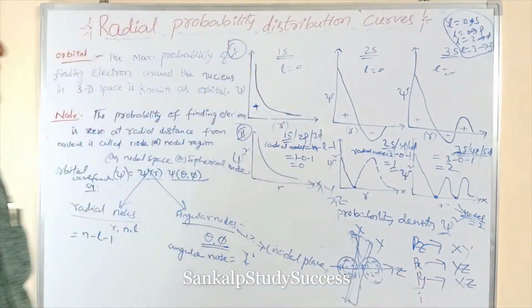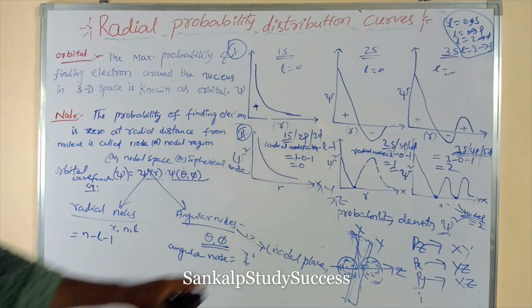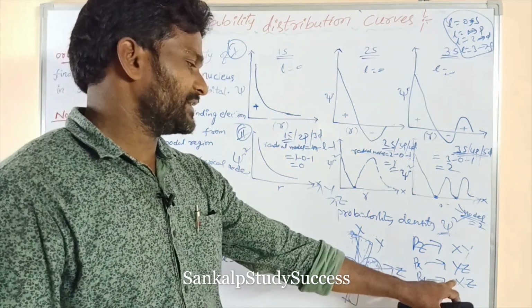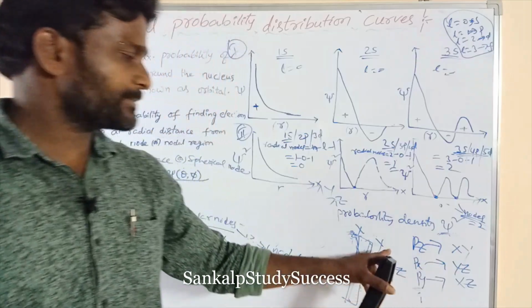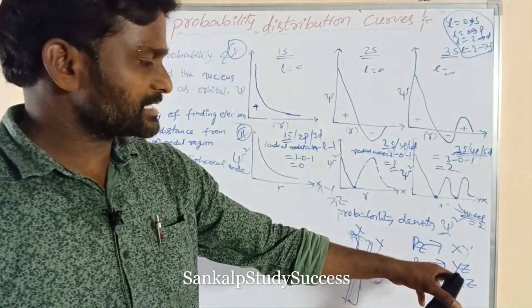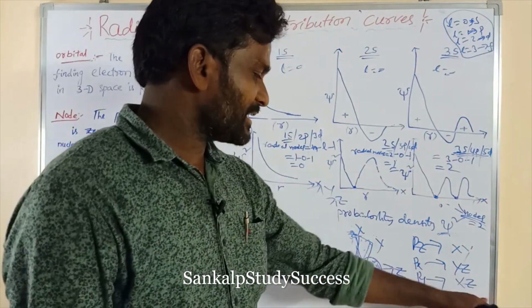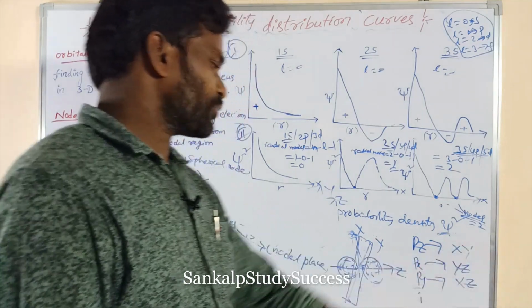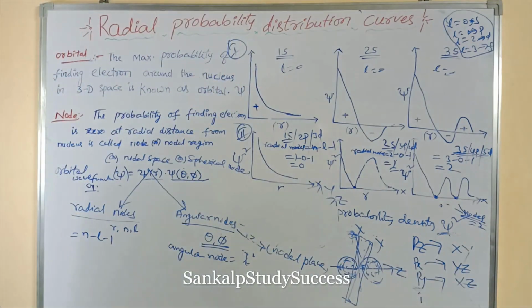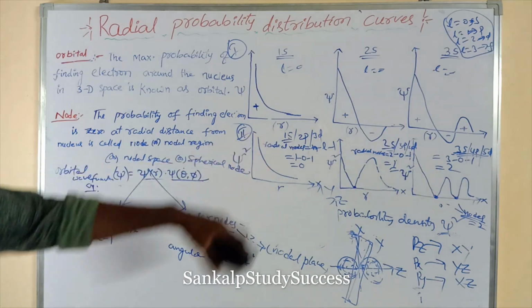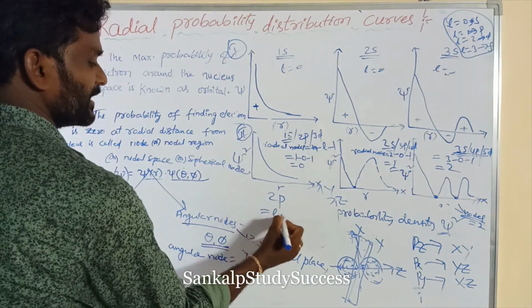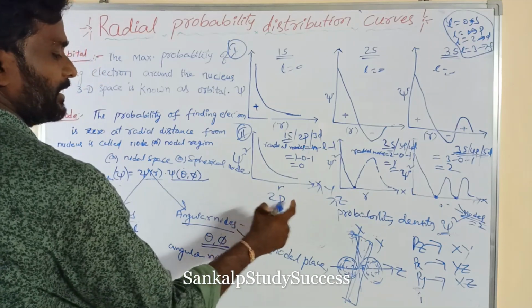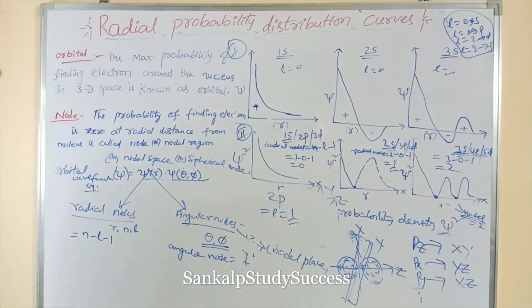So for p orbitals like px, py, pz, what are the nodal planes? For px, py, pz, the nodal planes are yz, xz and xy respectively, right? The angular node of a 2p orbital is equal to L. What is the L value of p? 1. So its angular node is 1.